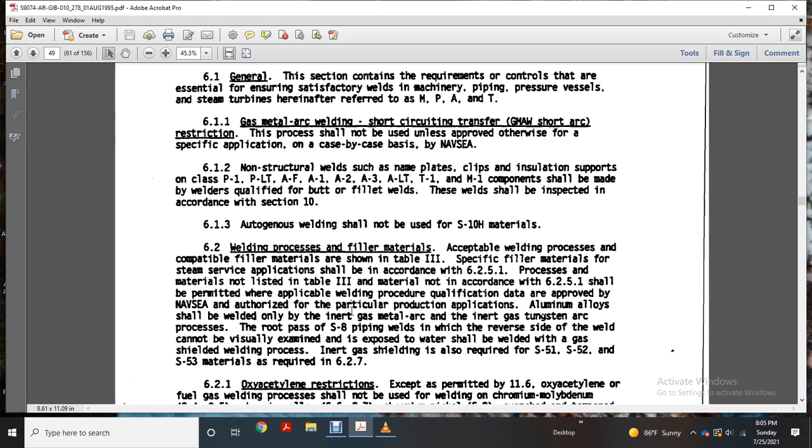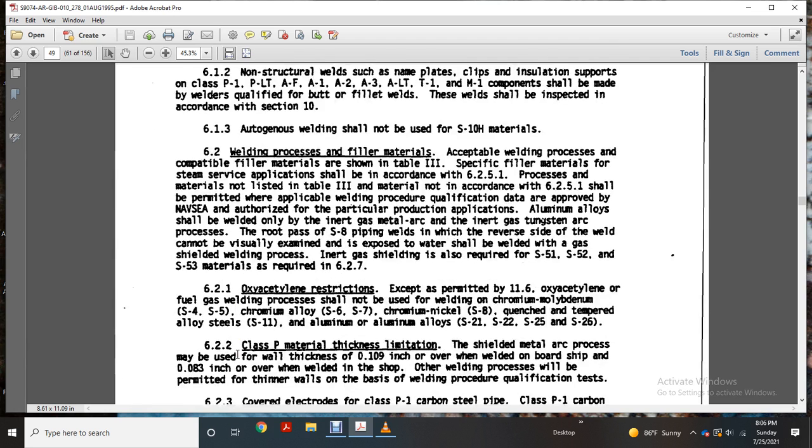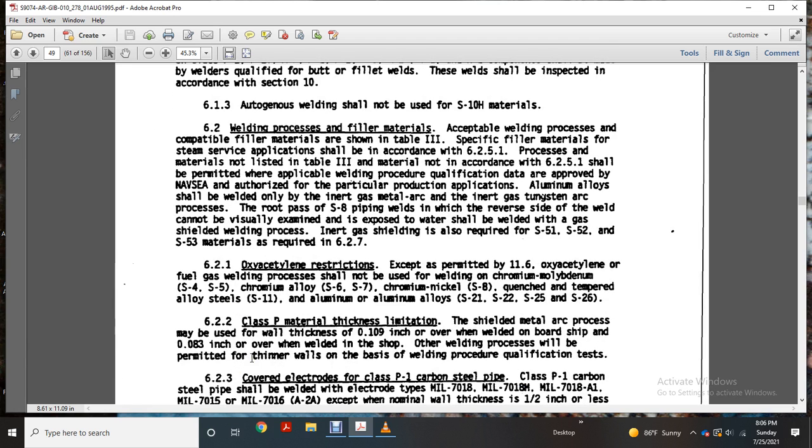Authorized particular production applications of aluminum alloy should be welded only with the inert gas metal arc or inert gas tungsten arc process, with the root pass of the S8 piping welds where the reverse side of the weld cannot be visually examined. Exposed wire should be welded with a gas shielded welding process. Inert gas shielding is also required with the S51, S52, and S53 materials as required in 627.